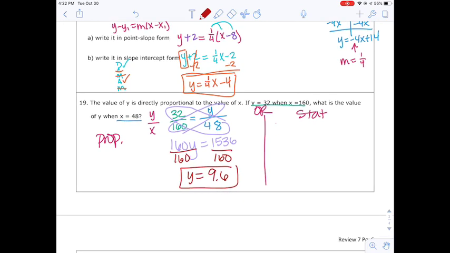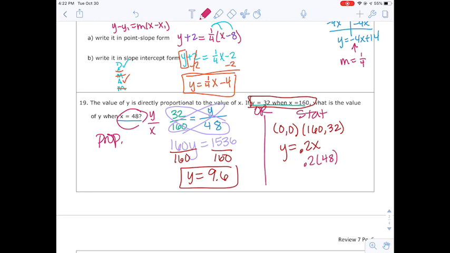My other option, I know that directly proportional has the point (0, 0), and then I also have the point (160, 32), so that's this point right here. I plug into stat edit and get y equals 0.2x. Then I am given that x value of 48, so I plug in 48 for x and solve to get 9.6. Both of these give you the same answers, so really you need to decide which way makes more sense to you.